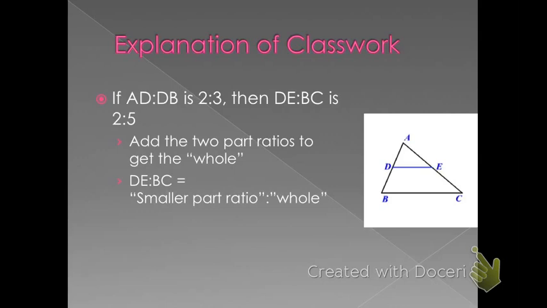More specifically, what you should have found out is that if this is in a ratio of 2 to 3, then this piece here is going to be 2 to 5. So basically what we do is we take these two numbers over here, add them up to get the whole number at the bottom, and then this number stays the same.